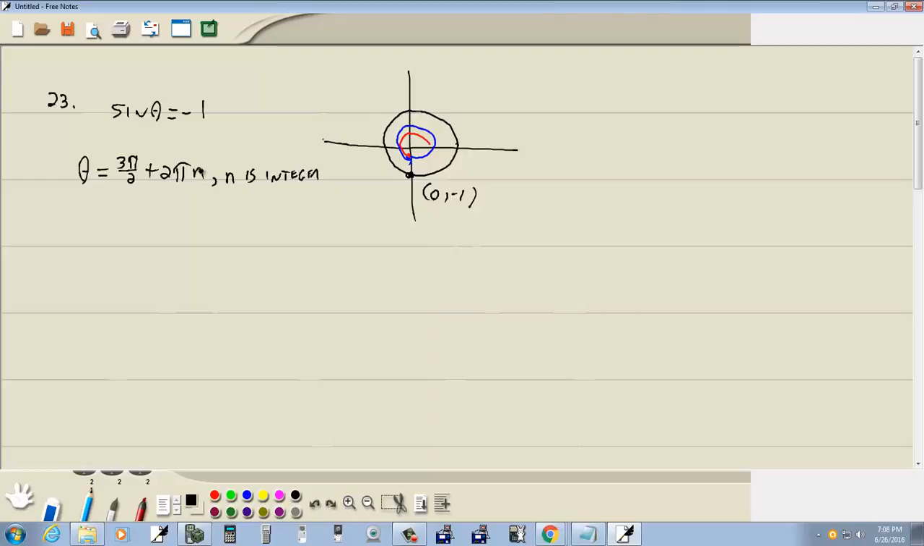So that means if I put n is equal to 0 in here, 2 pi times 0 is 0, so that just gives us our original 3 pi over 2. If I put 1 in here, you'd have 3 pi over 2 plus 2 pi, which gives us our 7 pi over 2. So that's a way to represent all the different answers.